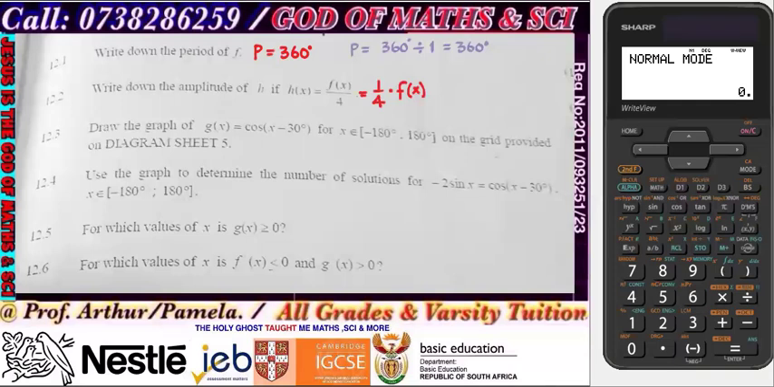Now, which means I'm going to write amp. The amplitude is always positive. So it's going to be a quarter times the 2. That will give me, remember, 2 over 4. So that's 1 over 2. So the amplitude is actually half.